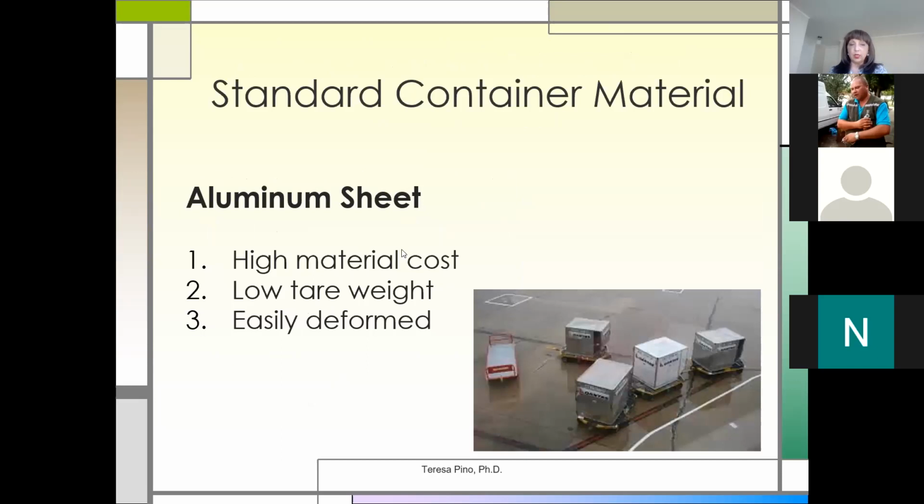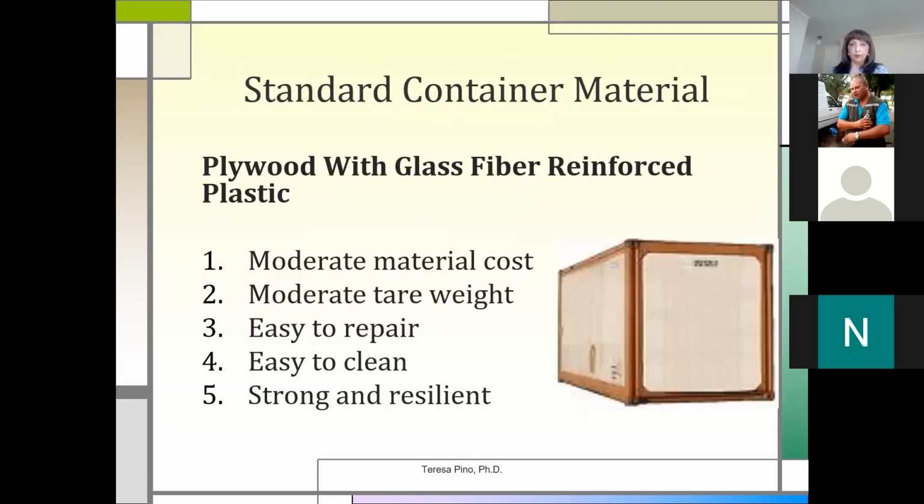Aluminum sheet containers: high material cost, they're more expensive, low tare weight, they don't resist heavy cargo, and easily deform because it's not a very strong type of material. These are used for airplanes, okay? Aluminum containers are not used for vessels. They're always small.